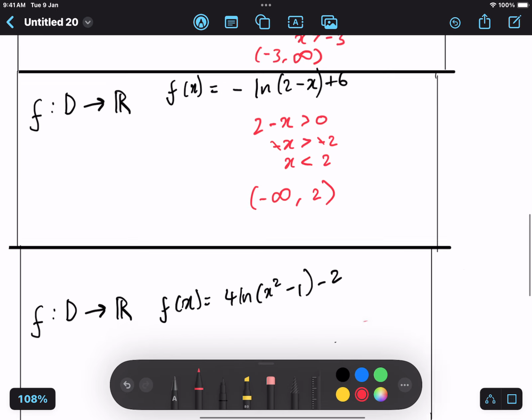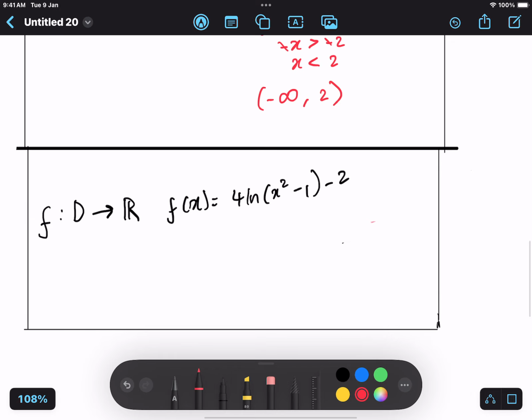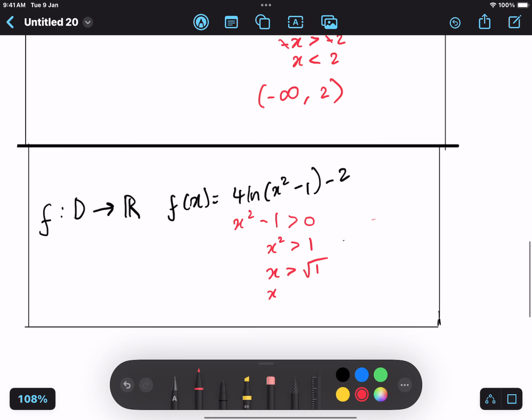Like that. Now for this last one, it's quite tricky. So we've got x squared minus 1 is greater than 0. Now x squared is greater than 1. And now here's where it trips you out. So you get x is root of 1. And root of 1 is just 1. But it will be plus minus 1 because it's plus minus root 1.